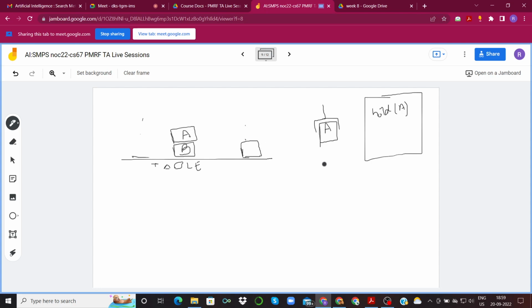Similarly, unstack A from B is an action, and if you want to place a certain box, let's say C, on top of another box named D, then you will say stack C on D. That is also an action.